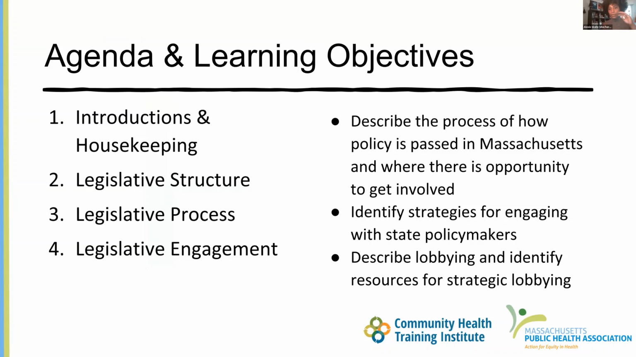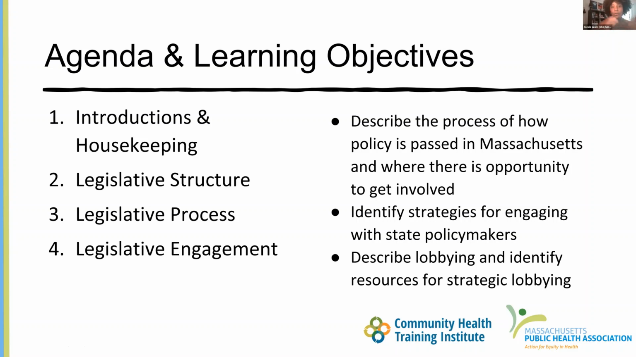So there are three objectives and a few things that I want you all to walk away with. One is that you can describe the process of how policy is passed in Massachusetts and where there's opportunity for you to get involved as advocates. We would also love for you to be able to identify strategies for engaging with policymakers. And specifically state policymakers. We are talking about legislative advocacy within the state of Massachusetts.